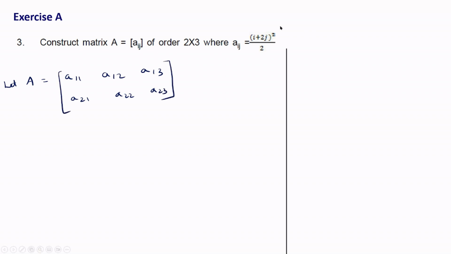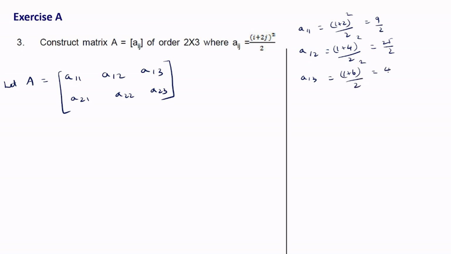So here Aij is given by (i + 2j) the whole square by 2. So A11 will be (1 + 2) the whole square by 2. It is 9 by 2. Then A12 will be (1 + 4) the whole square by 2. It is 5 square by 2, 25 by 2. Then A13 will be (1 + 6) the whole square by 2. It is 7 square by 2, which is 49 by 2.